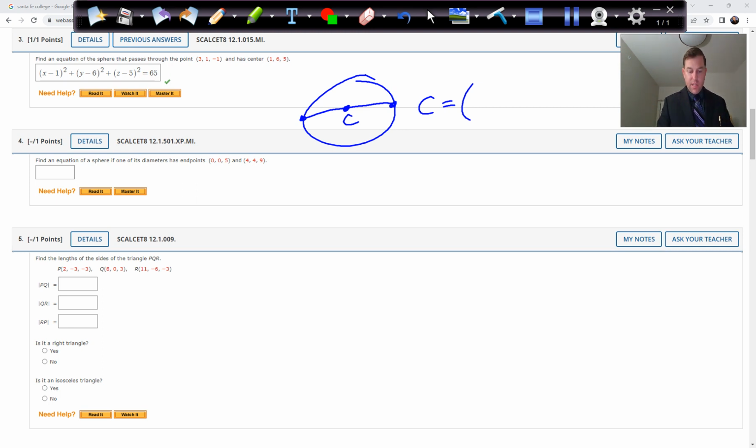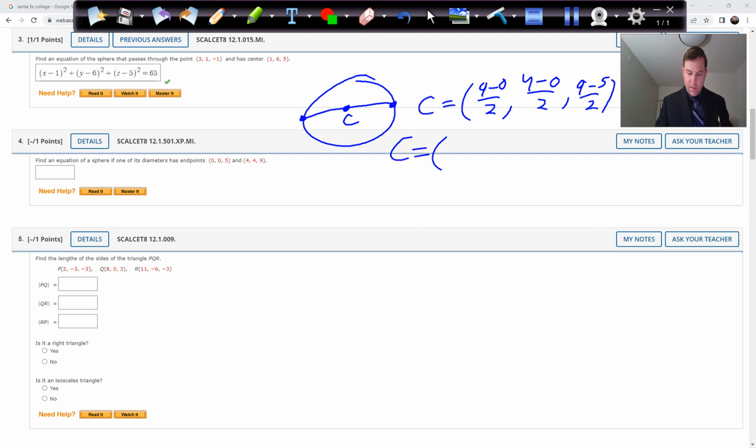So this center is just going to have the coordinates subtracting these 2 points and dividing by 2. So this is going to be 4 minus 0 over 2. This is going to be 4 minus 0 over 2, halfway between the subtraction of these 2 points. And then we get 9 minus 5 over 2.